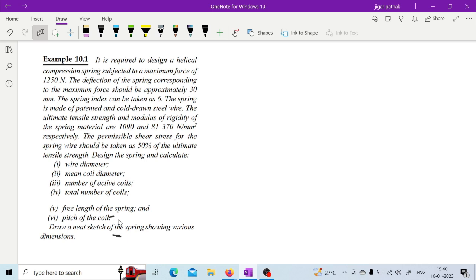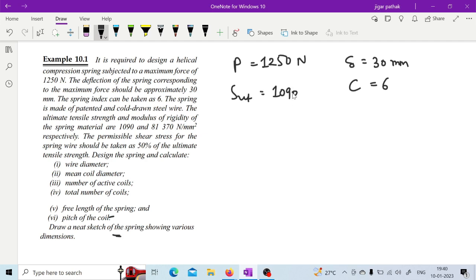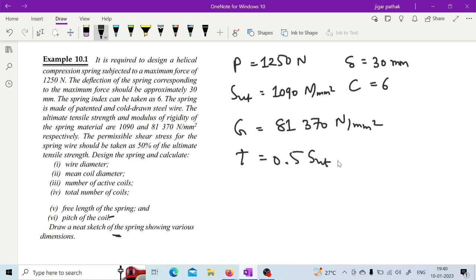So it is a straightforward question, right? So first you need to note down the given data. Here your load is given as 1250 Newton and delta is given as 30 mm. Spring index is given as 6. Then ultimate strength is given as 1090 Newton per mm square. And G is 81,370 Newton per mm square, and this shear stress you can consider as 0.5 times SUT. Right, so that is nothing but 0.5 times 1090, right? So that is nothing but 545 Newton per mm square.